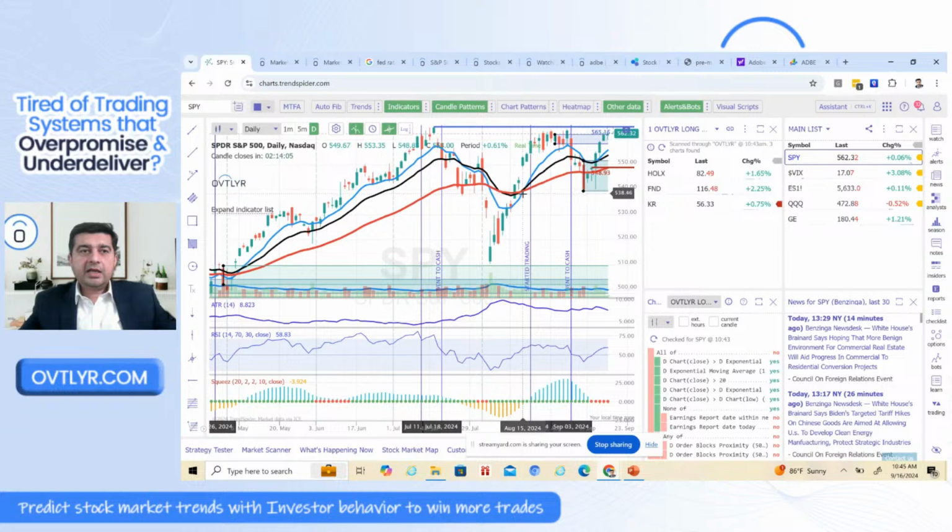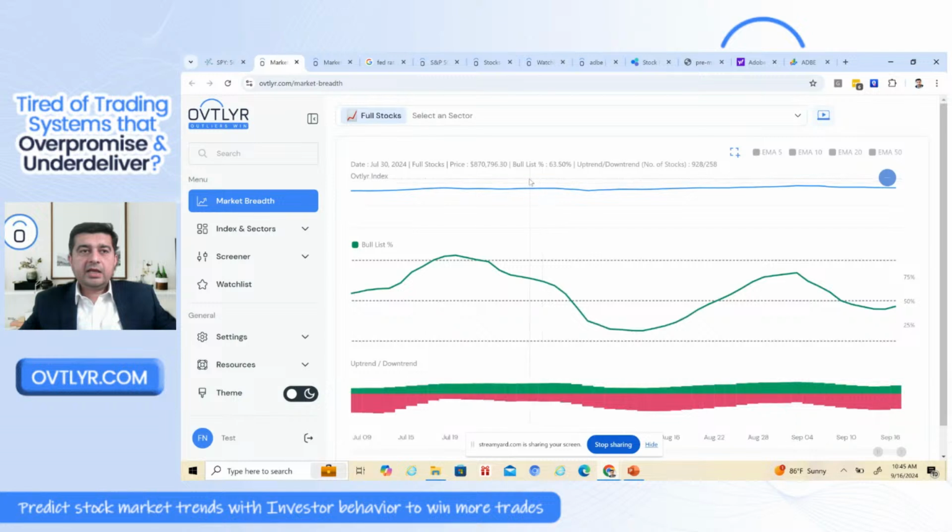For example, if I come back to today, my sector analysis and my market breadth analysis are telling me that yes, this is a good time to get in, because I'm looking at these uptrend and downtrend counts. They started to look more favorable, right? The bullish percent has started to change direction. So in a way, it's a good thing, right?